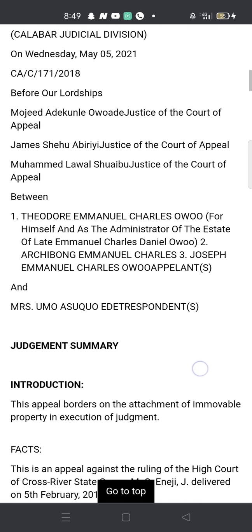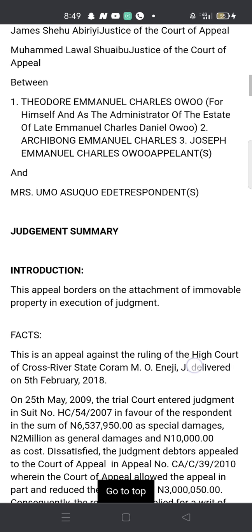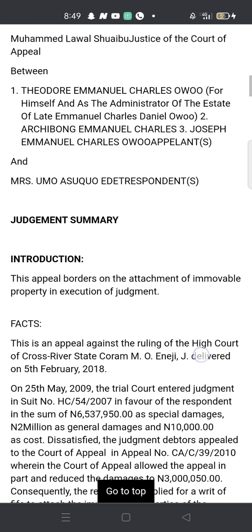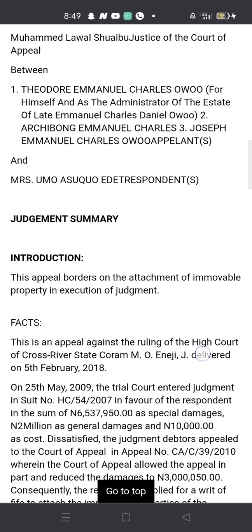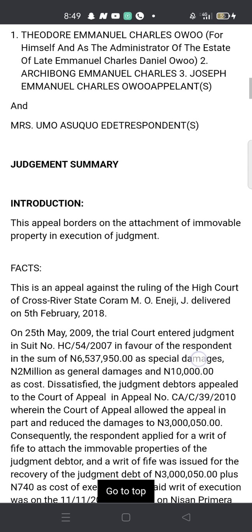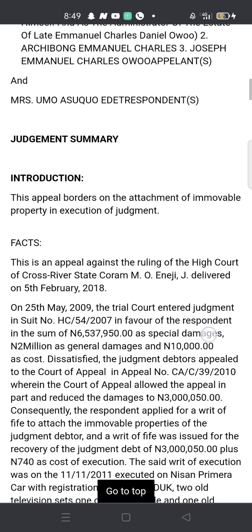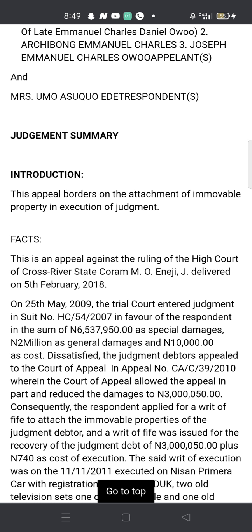Now we go to the facts of the case. This appeal borders on the attachment of immovable property in execution of judgment. Facts. This is an appeal against the ruling of the High Court of Cross River State, Coram MO Energy J, delivered on 5th February 2018.